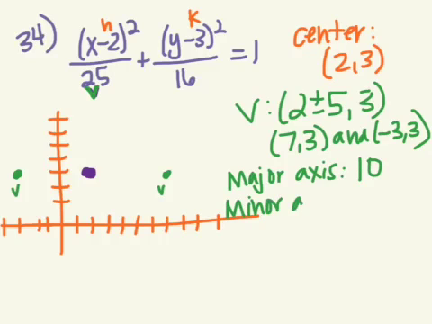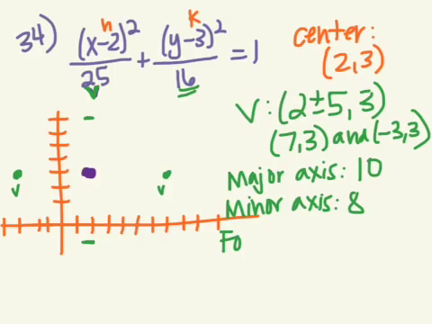The minor axis is where you're going to use that other denominator. From the center, you're going to go up 4, and you're going to go down 4. And that's going to be your minor axis. Since you went up 4 and down 4, the minor axis length is 8.